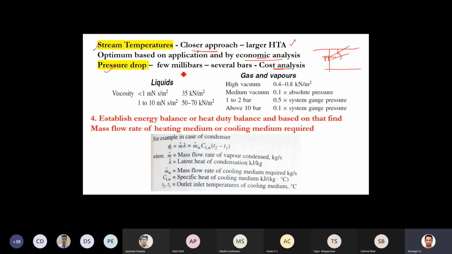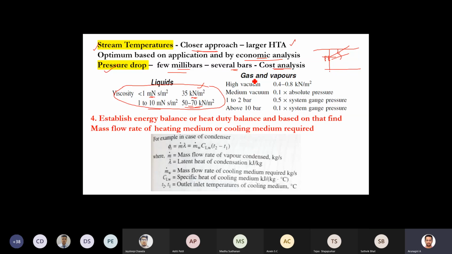Okay, then pressure drop in an exchanger can be from a few millibars to several bars. Okay, so you have to look up these things. For liquids normally the permissible range is 10 to 12 psi, correct? So if the liquid viscosity is less than 1 millinewton second per meter square, or you can say 1 centipoise, the permissible limit is 35 kilonewton per meter square, or you can say 5 psi or 6 psi. So for 1 to 10 centipoise, the allowable limit is 50 to 70 kilonewton per meter square. That is around 10 to 12 psi.